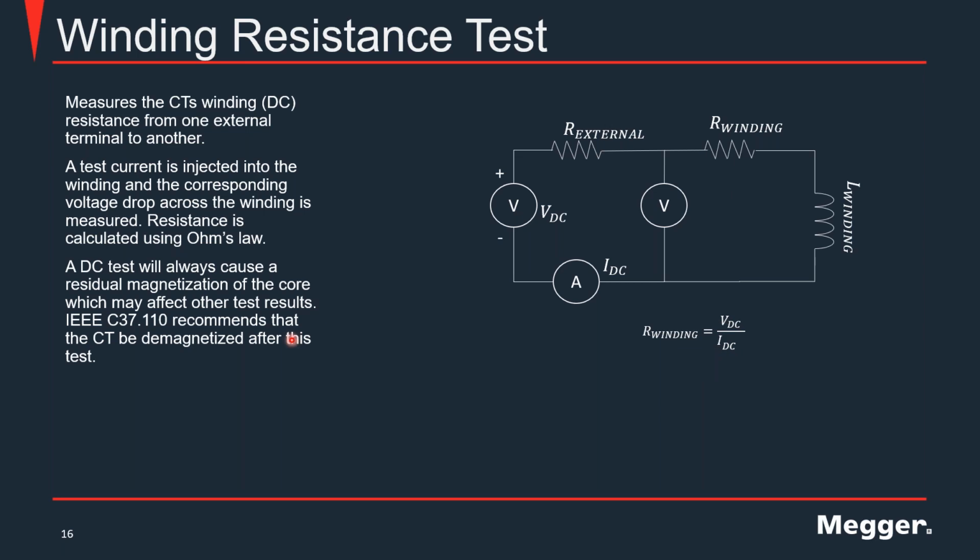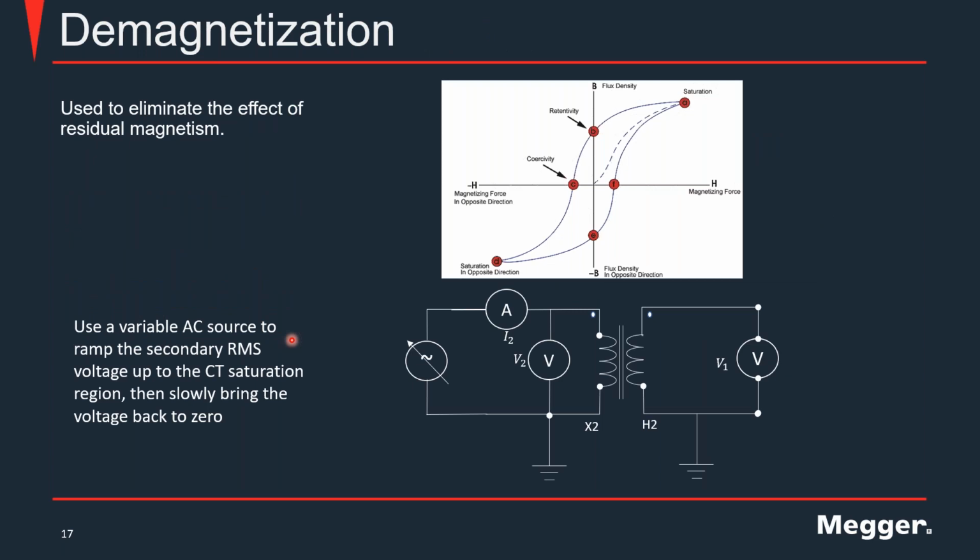Now, a DC test will always cause a residual magnetization of the core, which may affect other test results. You have to demagnetize the CT after this test. The IEEE standard C37.110 recommends that you demagnetize after this test. This is why we mention demagnetization here: if you don't run the demagnetization procedure after the winding resistance test, then the results of the rest of the tests will be affected by the fact that the CT core is magnetized. The demagnetization is used to eliminate the effect of residual magnetism.